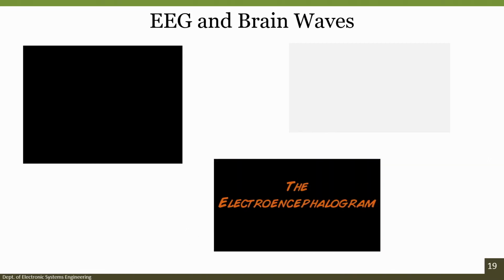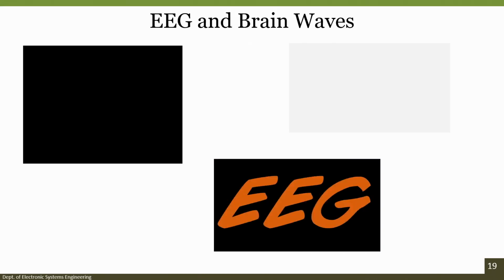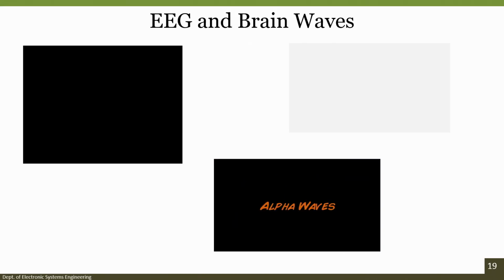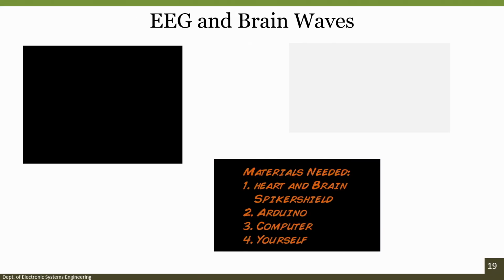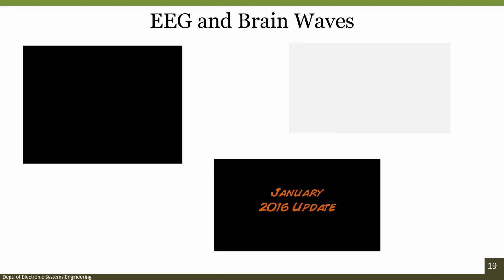The electroencephalogram, also known as the EEG. Observe the alpha waves of the visual cortex of the human brain. For this experiment, you need a heart and brain spiker shield, an Arduino, a computer, and yourself.